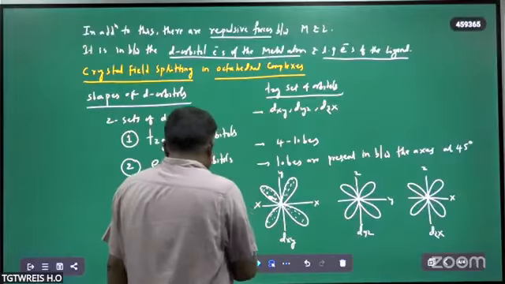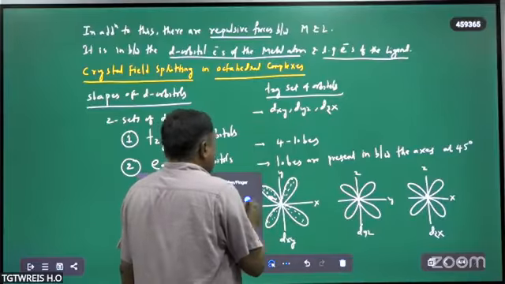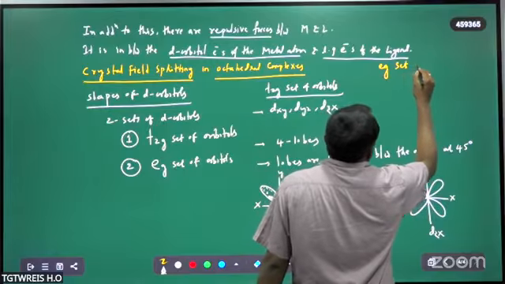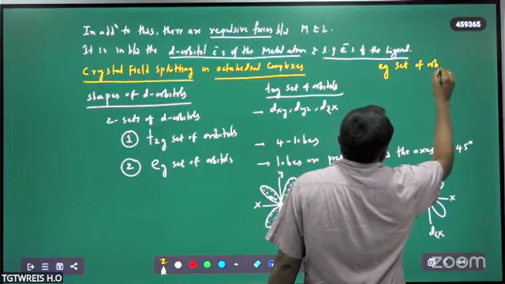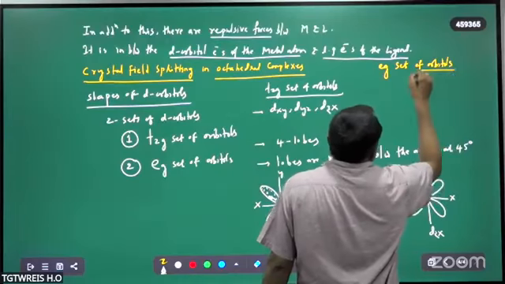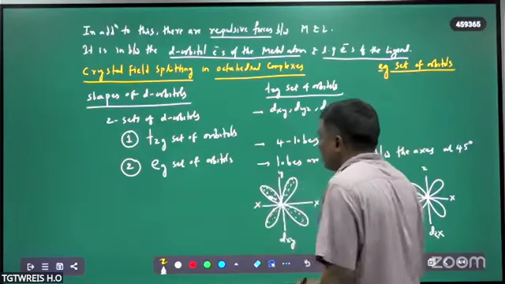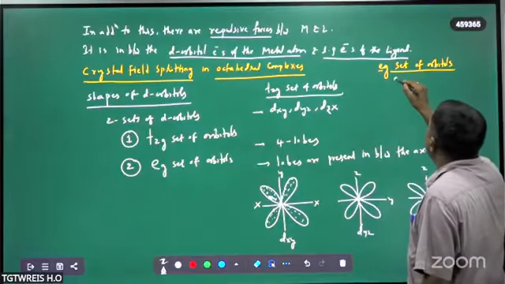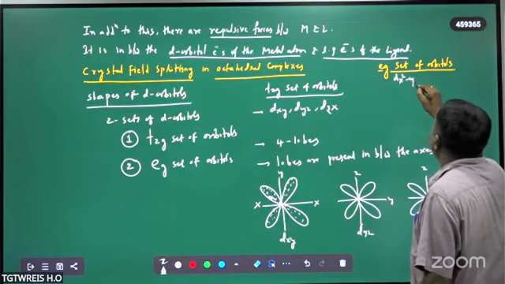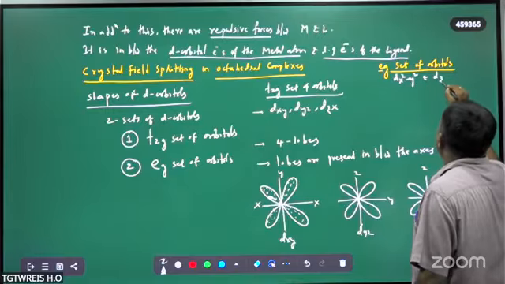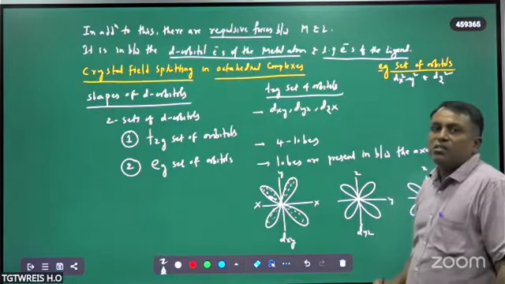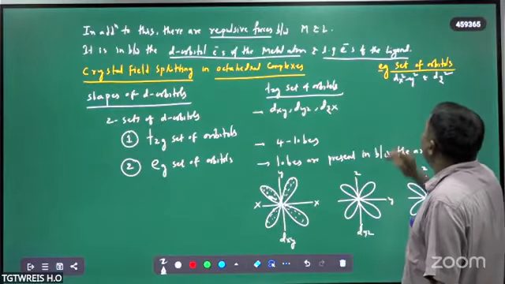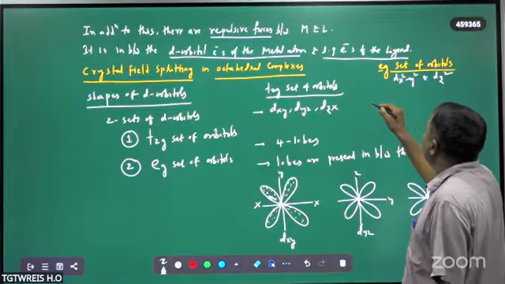And the second is the eg set of orbitals. What are eg set of orbitals? These are the second type of orbitals. They are called the eg set. So dx square minus y square and dz square orbitals are collectively called the eg set of orbitals. So what will be the shape of this eg set of orbitals?